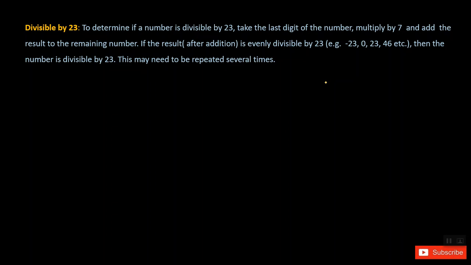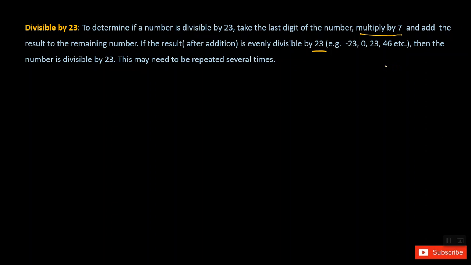When we can say the number is divisible by 23, again I'll be repeating the same step. To check whether the number is divisible by 23 or not, take the last digit of the number, multiply by 7, and add the result to the remaining number. If the result after addition is evenly divisible by 23, or if the result after addition is a multiple of 23, then the number is divisible by 23. Otherwise it's not. To check this we may need to repeat it several times.